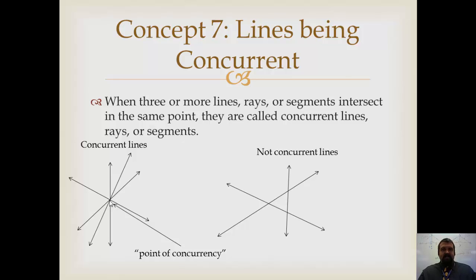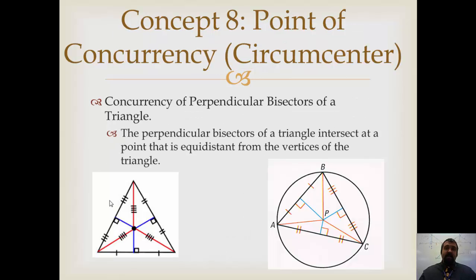Alright, there's not exactly an example I want to do with Concept 7, you just need to know it. Concept 8, we talk about a point of concurrency. In particular, we talk about the circumcenter. Concurrency of perpendicular bisectors of a triangle is the actual theorem. I didn't want to put that in the title, it was a lot of words. But this is the next theorem, concurrency of perpendicular bisectors of a triangle. The perpendicular bisectors of a triangle intersect at a point that is equidistant from the vertices of a triangle.